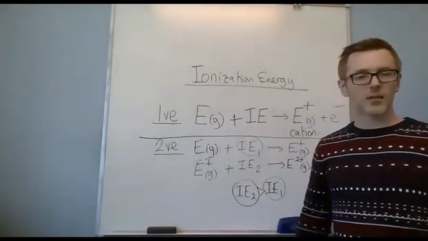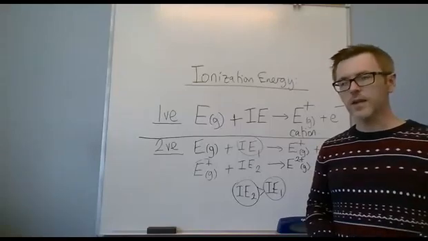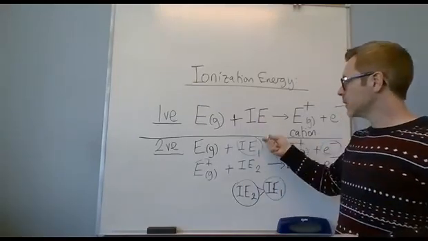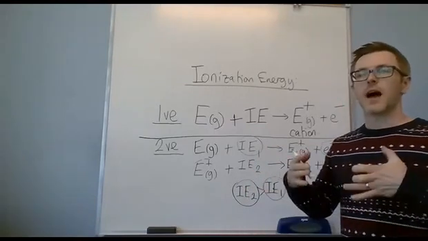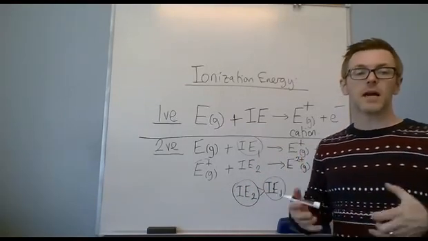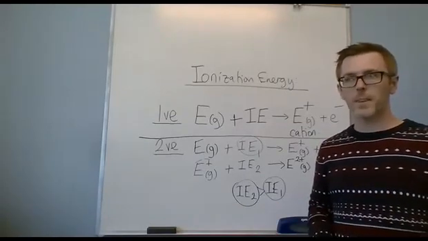If we took something like aluminum, for example, that has 3 valence electrons, we would have IE1, IE2, and IE3. IE3 would be greater than IE2, and IE2 would be greater than IE1.